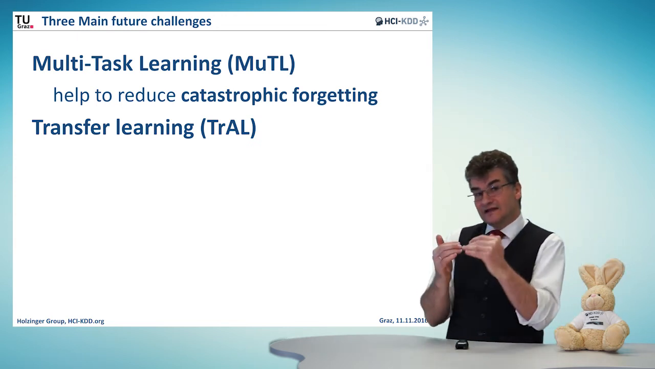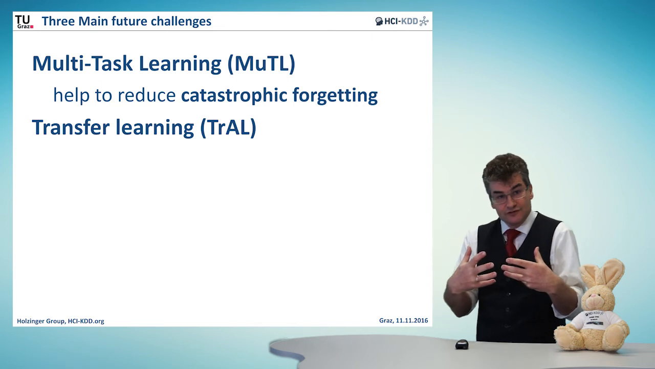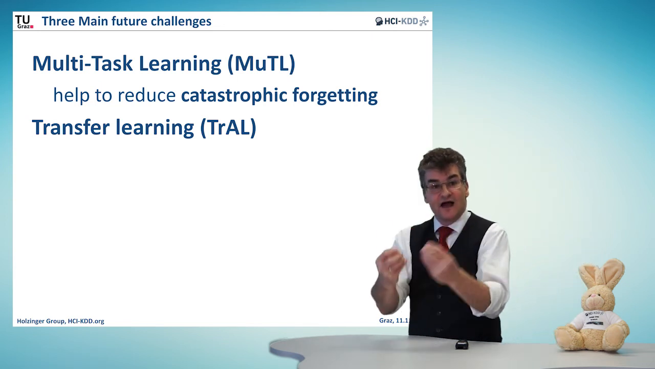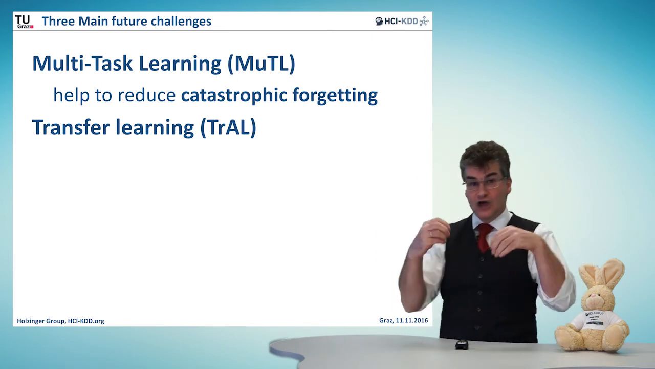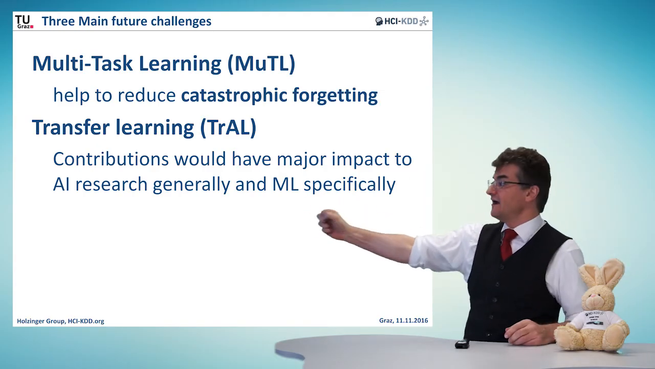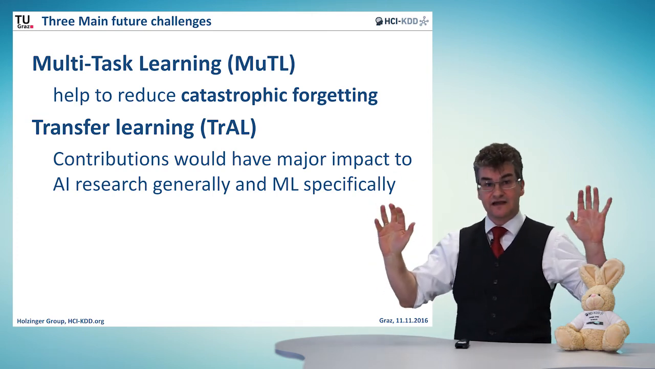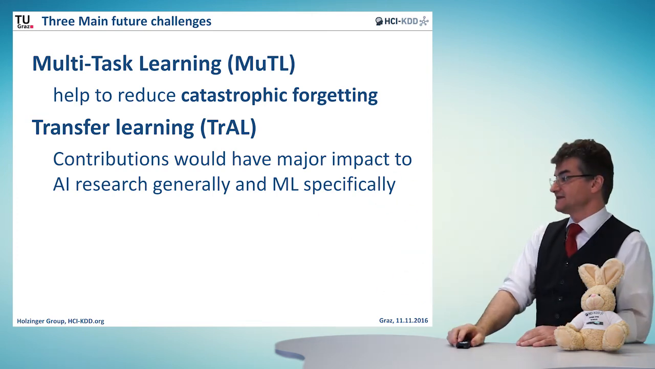And this is immediately involved with transfer learning. That means that we have a solution and we can transfer it, and this is done then automatically, no handcrafted solutions any longer, but transferring the algorithms to solve other problems which were unsolved before with one and the same algorithm, with automatic adaptations, for example. And contributions in this area would have major impact on artificial intelligence generally and machine learning specifically.